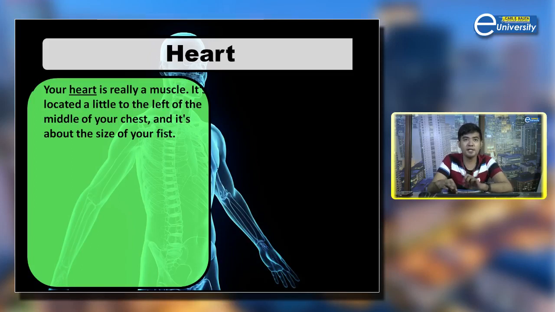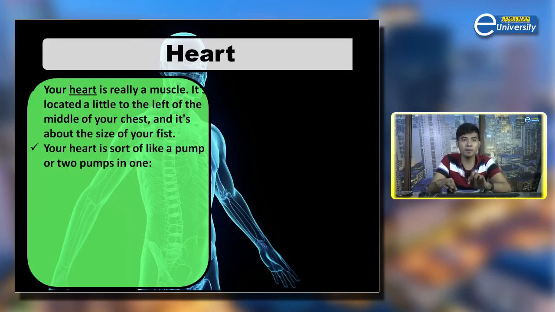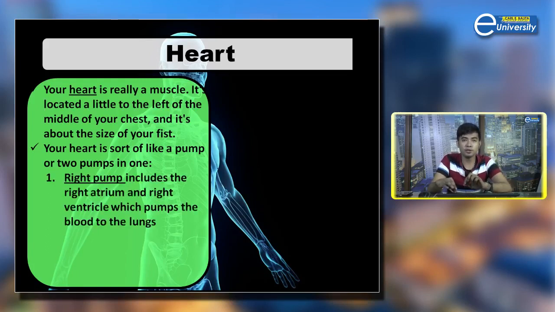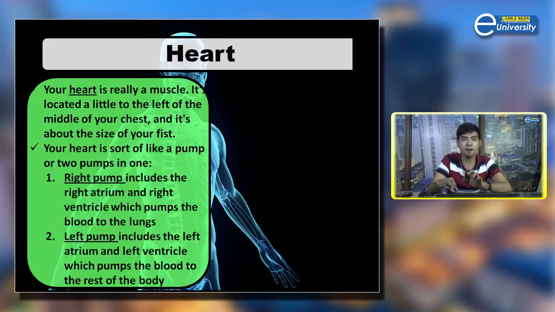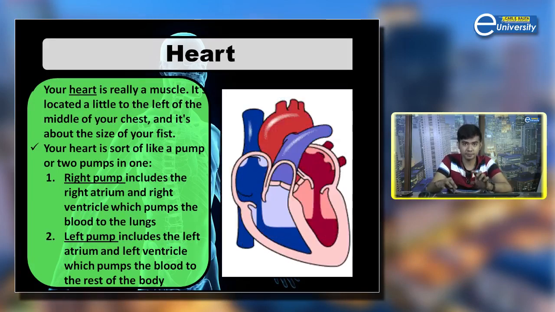So our heart is really a muscle. It is located a little to the left of the middle of your chest and it's about the size of our fist. Our heart is sort of like a pump, or two pumps in one. The two pumps within our heart are the right pump and the left pump. The right pump includes the right atrium and the right ventricle, which pumps the blood to the lungs, while the left pump includes the left atrium and the left ventricle, which pumps the blood to the rest of the body.